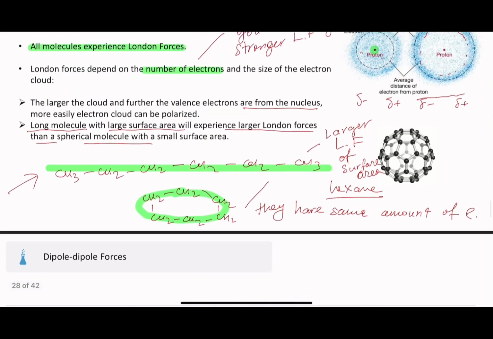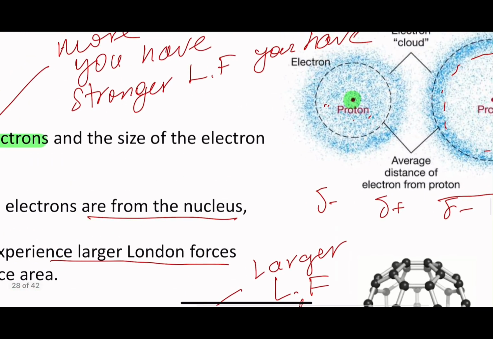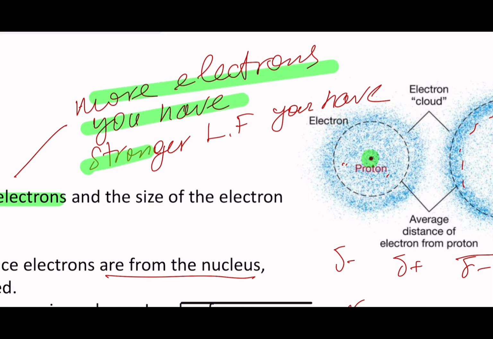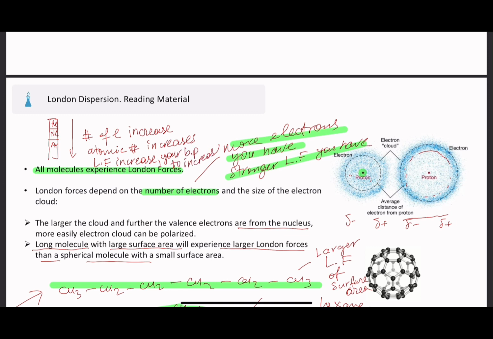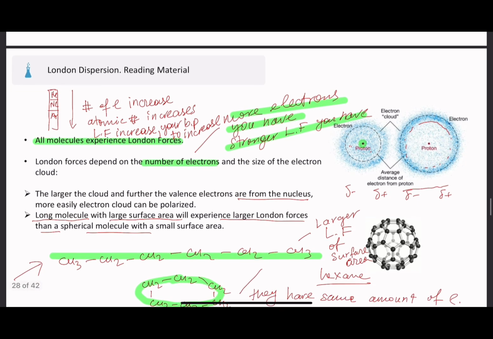So before I finish off, I told you more electrons means you have a stronger London force, right? So on the periodic table, for example in the last group, you have helium and then neon and then argon. As you go down, the number of electrons increases, because we know that atomic number increases, right? Atomic number increases. So as you go down, London forces increase, which causes your boiling point to increase.